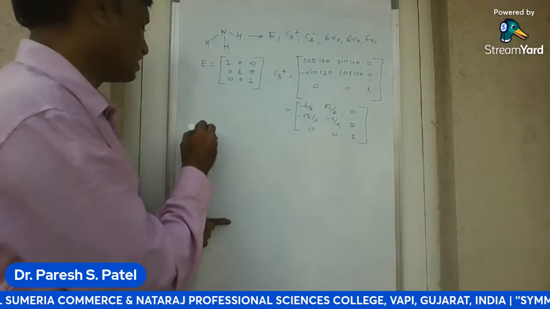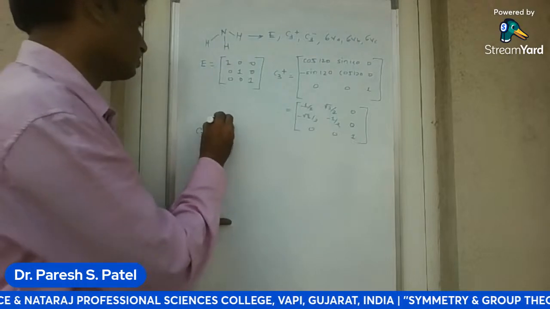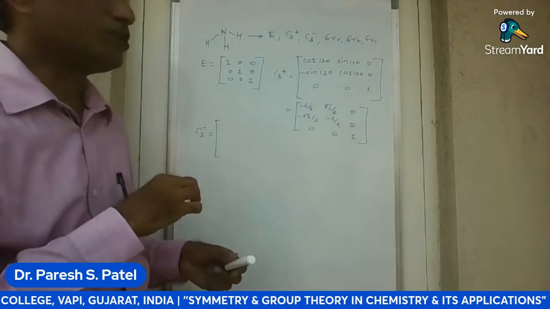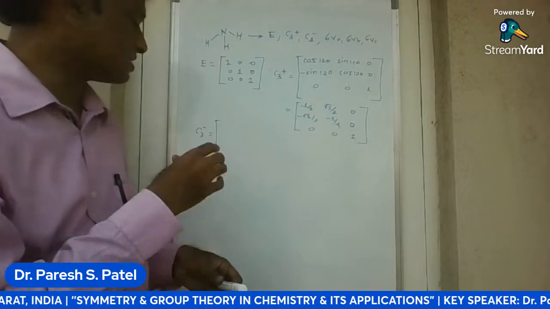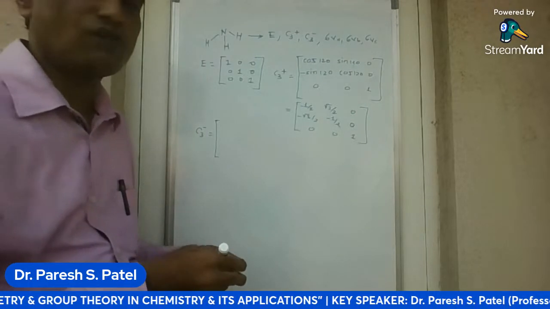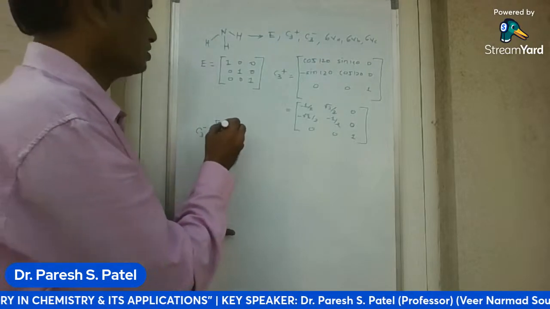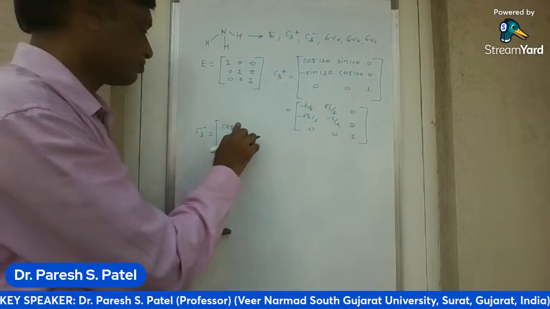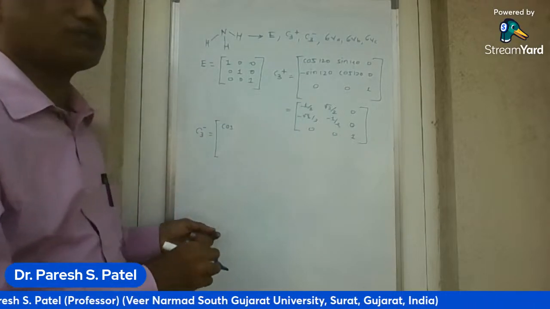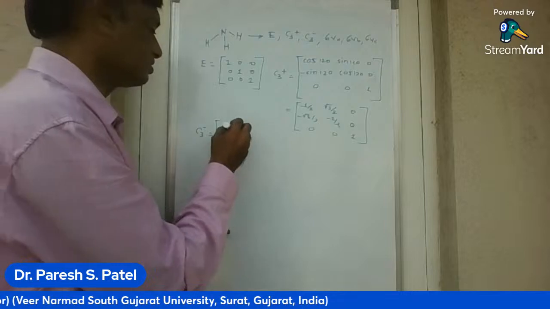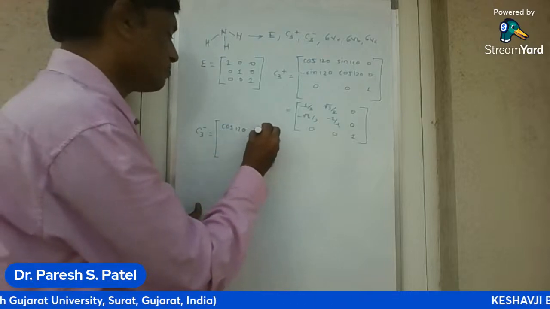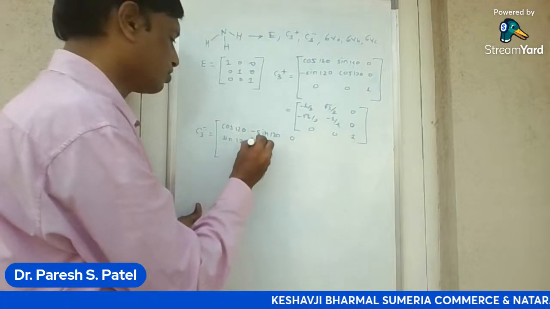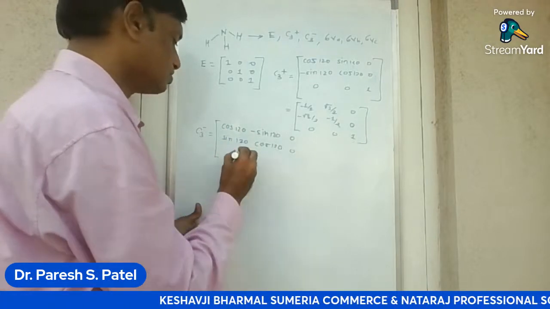Now the matrix representation for C3 minus. In case of C3 minus, we have to rotate the ammonia molecule along the main principal axis by 120 degrees as an anti-clockwise rotation. So the equation for the anti-clockwise rotation is cos theta, minus sin theta, which means cos 120, minus sin 120, 0, sin 120, cos 120, 0, 0 0 1.